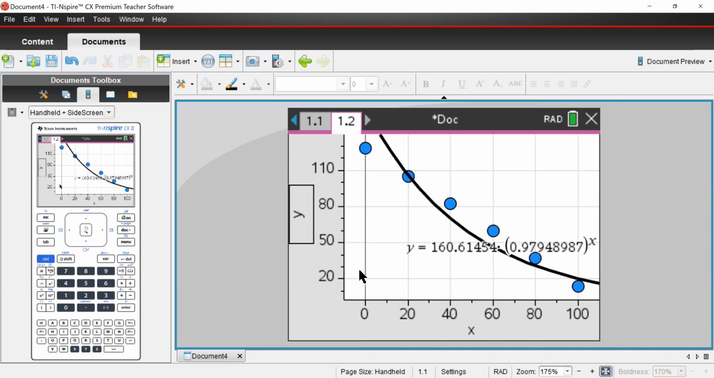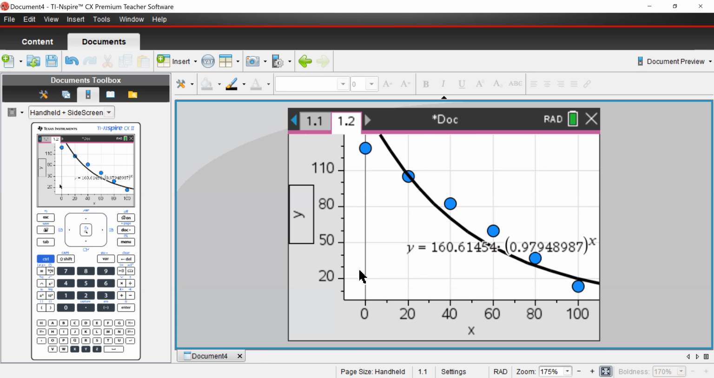So you have 160.61454 times 0.979. Again, you can round it to the third decimal place. Okay, so that will be the equation of the data set. Well, actually, what's the first question here? Yeah, that will be the equation from the regression.